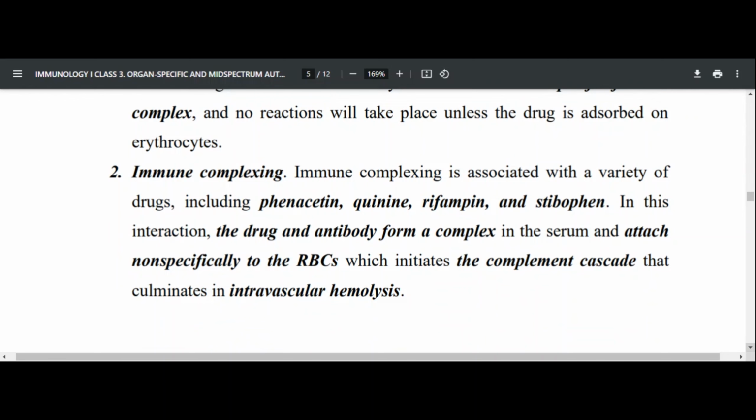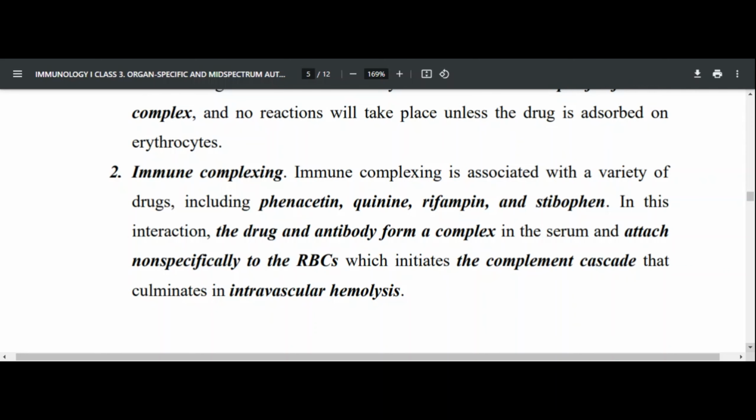So what happens in this mechanism? There will be an interaction between antibody and drug to form a complex. The drug and the antibody will form a complex, and in the serum, they then attach non-specifically to the RBC, which initiates the complement cascade and always culminates in intravascular hemolysis.